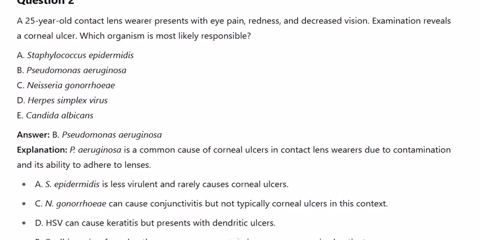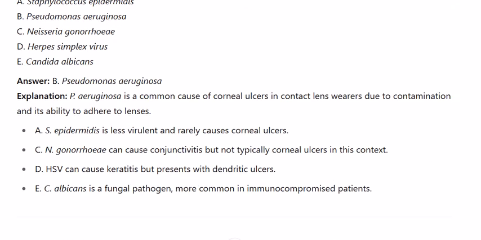Pseudomonas aeruginosa. P. aeruginosa is a common cause of corneal ulcers in contact lens wearers due to contamination and its ability to adhere to lenses. A. S. epidermidis is less virulent and rarely causes corneal ulcers. C. N. gonorrhoeae can cause conjunctivitis but not typically corneal ulcers in this context. D. HSV can cause keratitis but presents with dendritic ulcers. E. C. albicans is a fungal pathogen more common in immunocompromised patients.